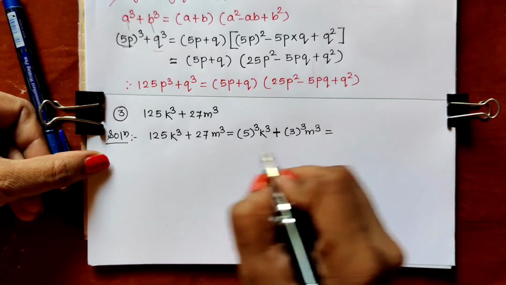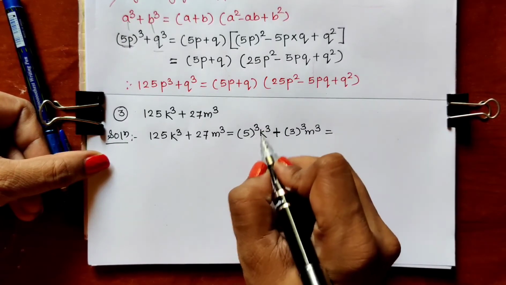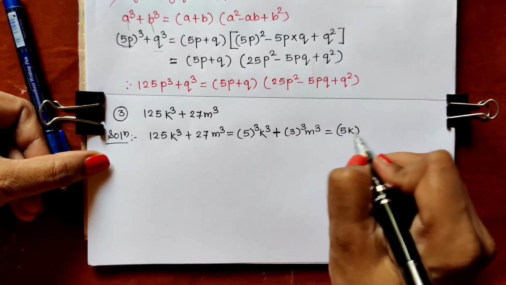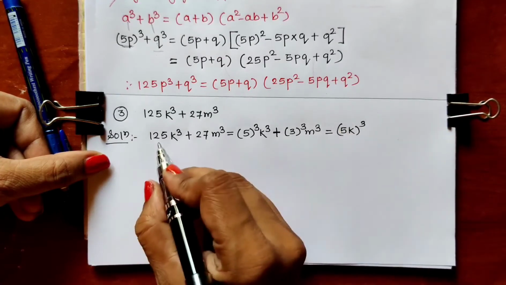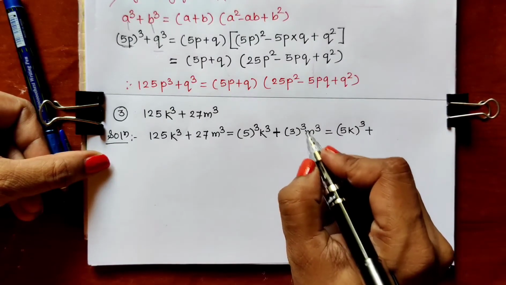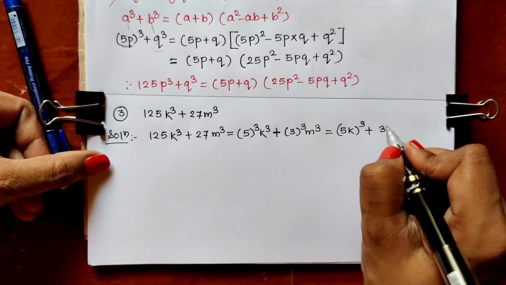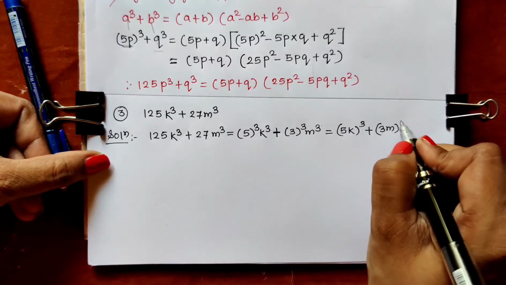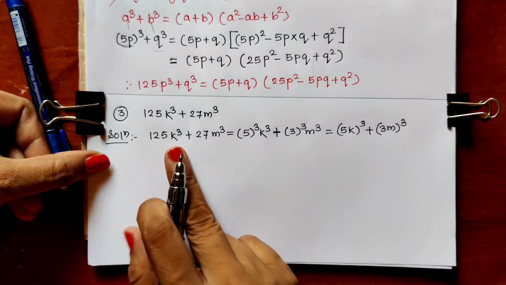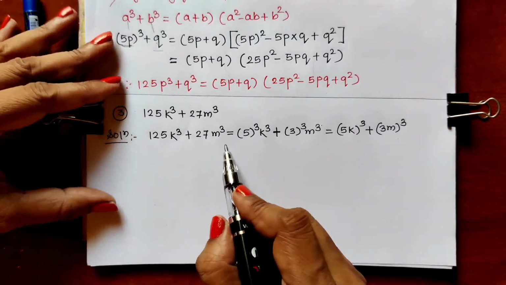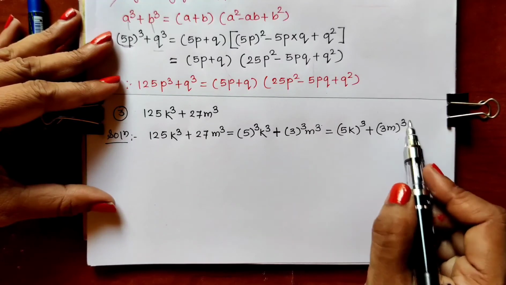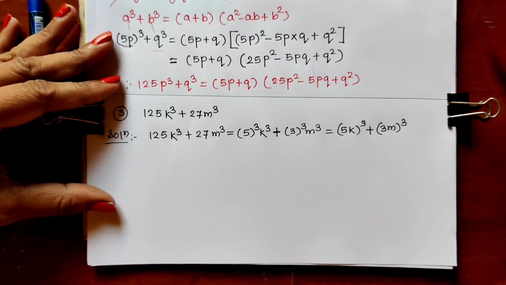Now let us write it in a combined manner. 5 cube multiplied by k cube is (5k) whole cube. So 5 cube is 125 and the cube of k is k cube, plus 3 cube and m cube can be written as (3m) bracket cube, so it will be 27m cube. So in this way 125k cube plus 27m cube can be written as (5k) whole cube plus (3m) whole cube. Now we can apply the formula here.